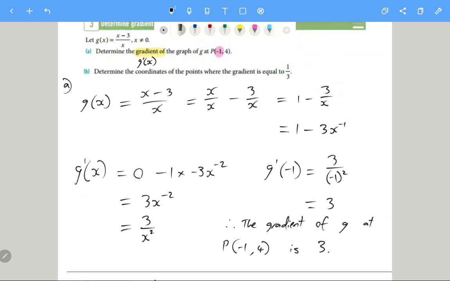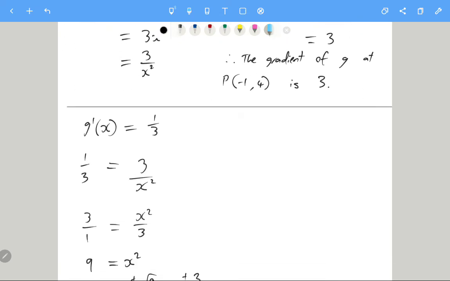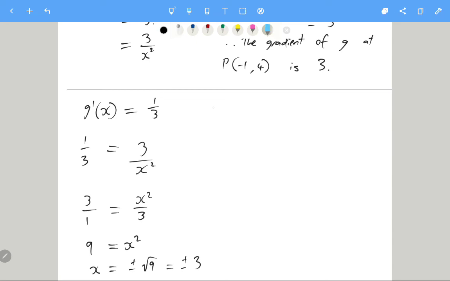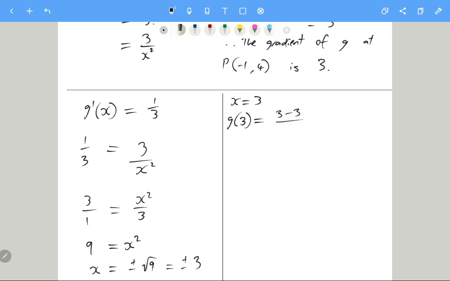Now for this one, it wanted not just the x coordinate, it would like the coordinates, which means we need both x and y. We found the two x values, now we need to substitute back into the g(x) function to figure out the y coordinates. So x is equal to 3, so we're looking for g(3), and we get 3 minus 3 over 3, which is 0 over 3, which is 0. So the first point is going to be (3, 0).